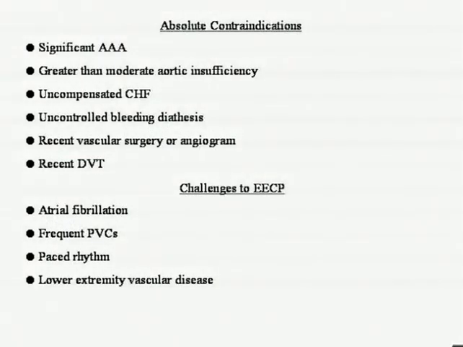Greater than moderate aortic insufficiency. The aortic valve opens to let blood leave your heart. It snaps shut to keep blood from running back to the heart during diastole when the heart's at rest. With ECP, we're going to be shunting blood back to the heart in diastole. If the aortic valve is incompetent, that pressure wave will rush back into the heart and cause heart failure. However, if you have enough aortic insufficiency to be a problem, we're going to hear it on your physical exam, see it on your echo. So that's not a problem.